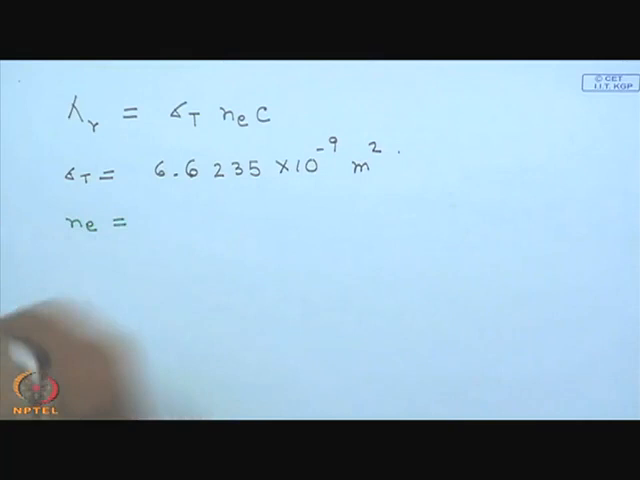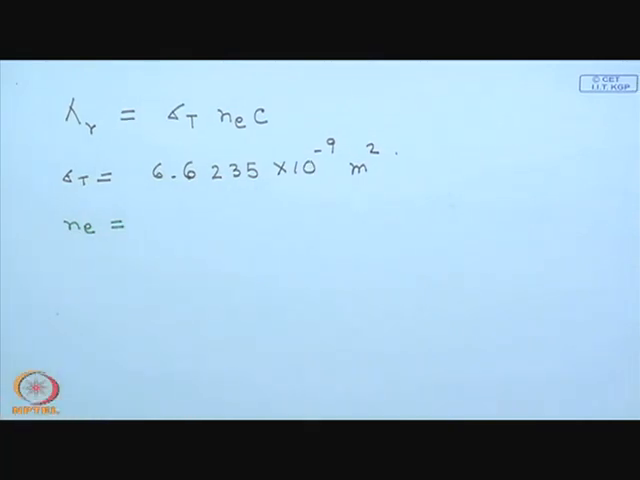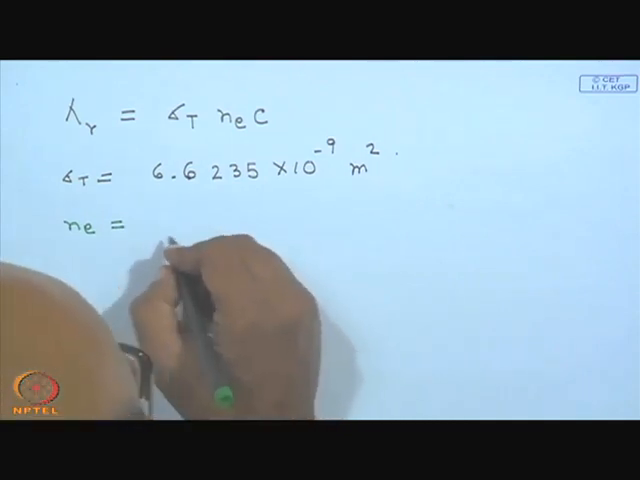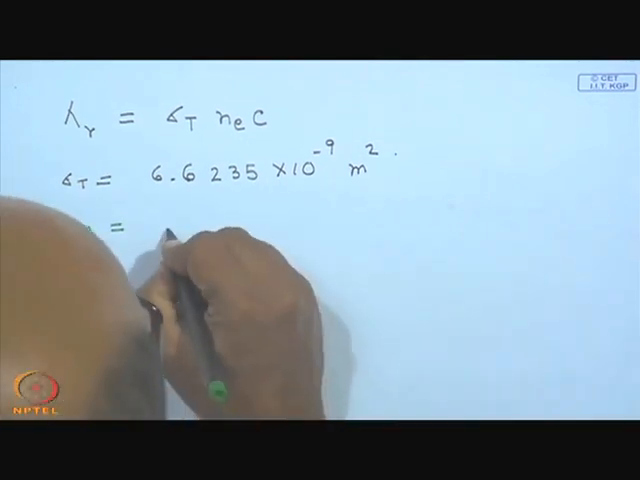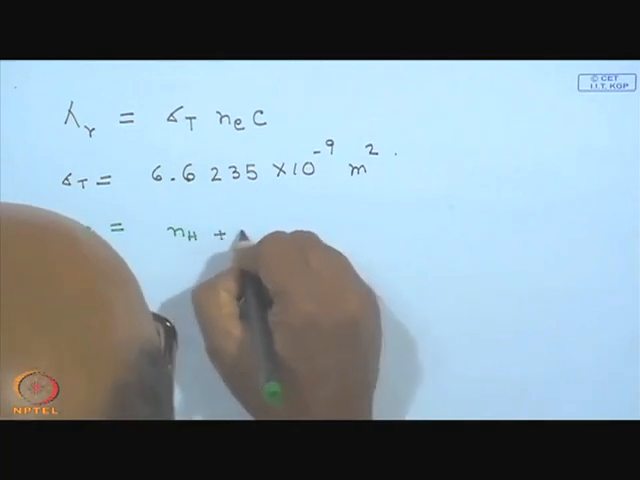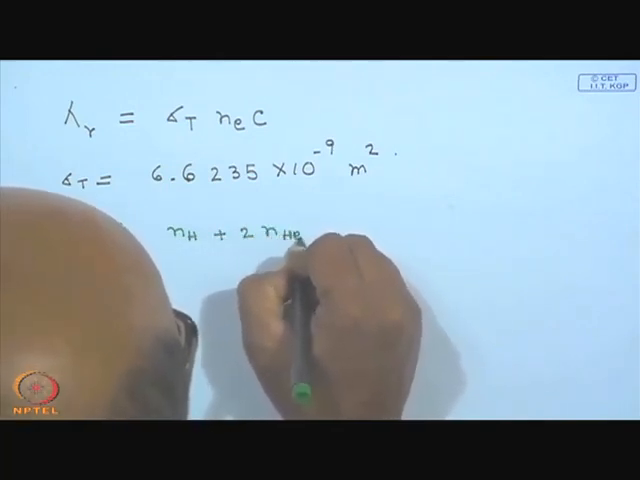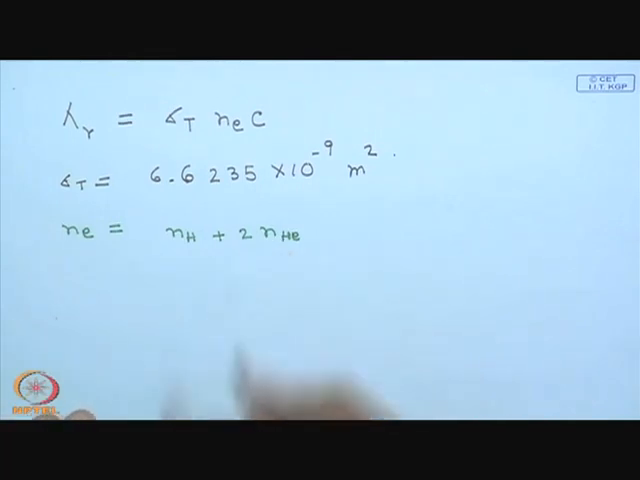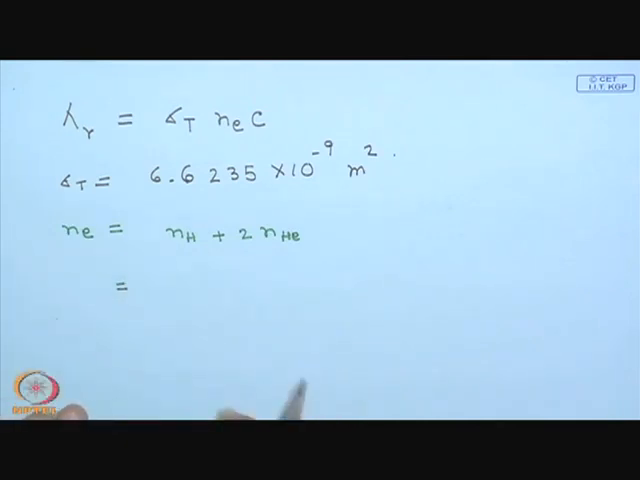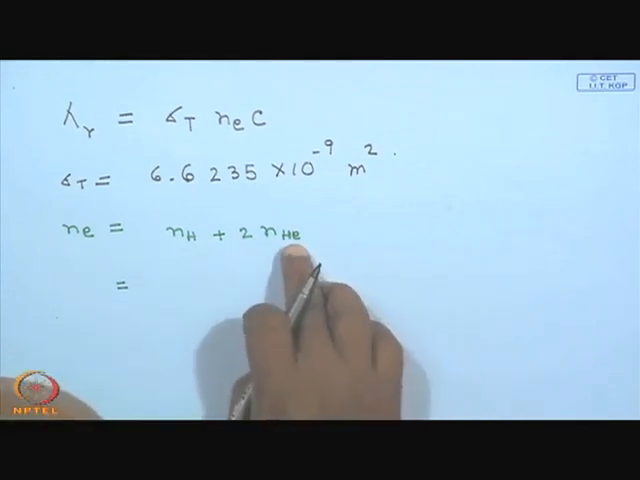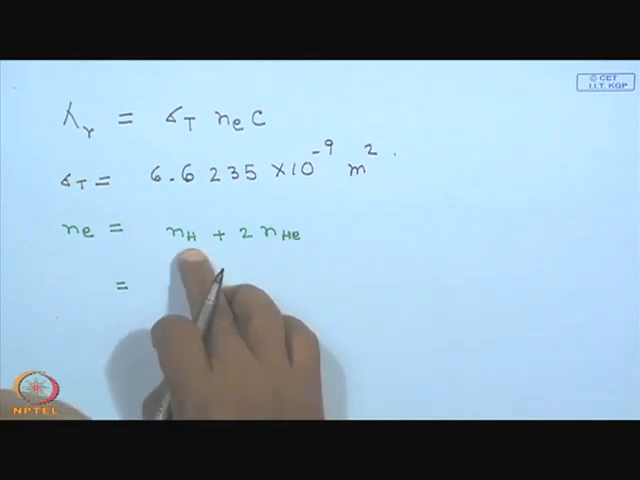The number density of electrons, we can assume the universe is charge neutral. So the number density of electrons will be basically the number density of hydrogen nuclei plus twice the number density of helium-4, because every helium-4 has 2 protons, doubly charged. And we have seen that the total baryons are divided between these in the ratio 0.24 and 0.76 roughly.